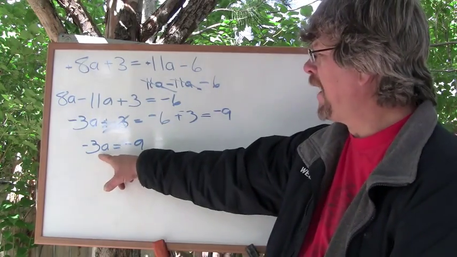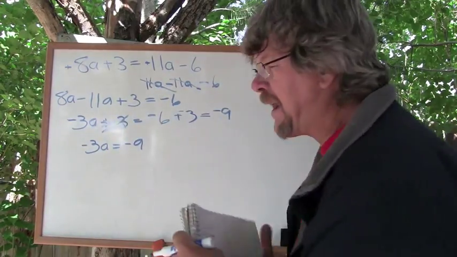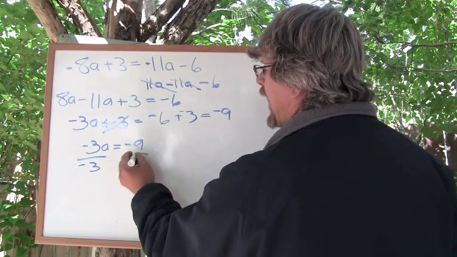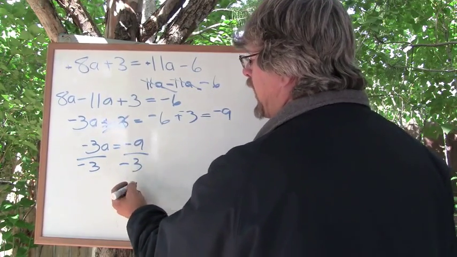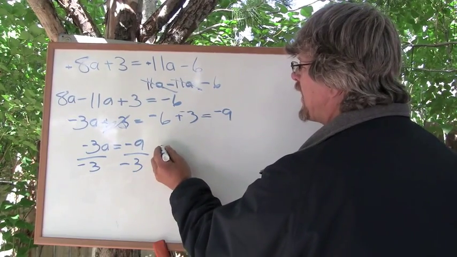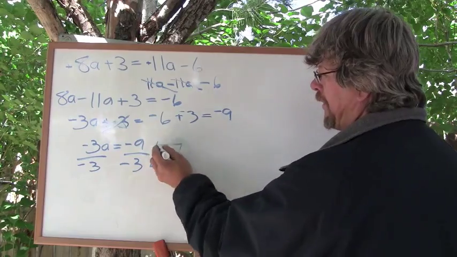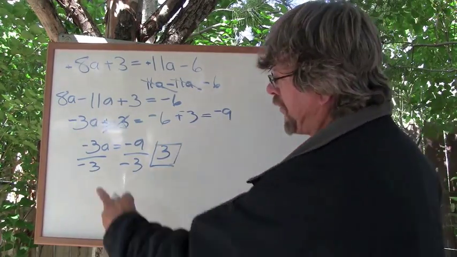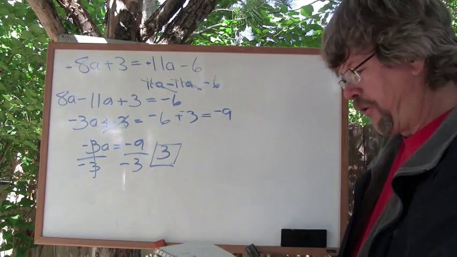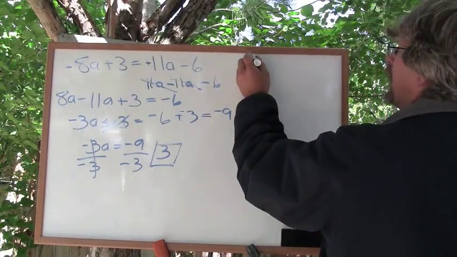We want to isolate the a. Negative 3 has been multiplied to it, so we divide by negative 3. What we do to this side, we do to this side, negative 3. Negative 3 into negative 9 is positive 3. And there's your answer. Because the negatives dividing here canceled, this turns that into 3. That's how it works. Let's do another one.